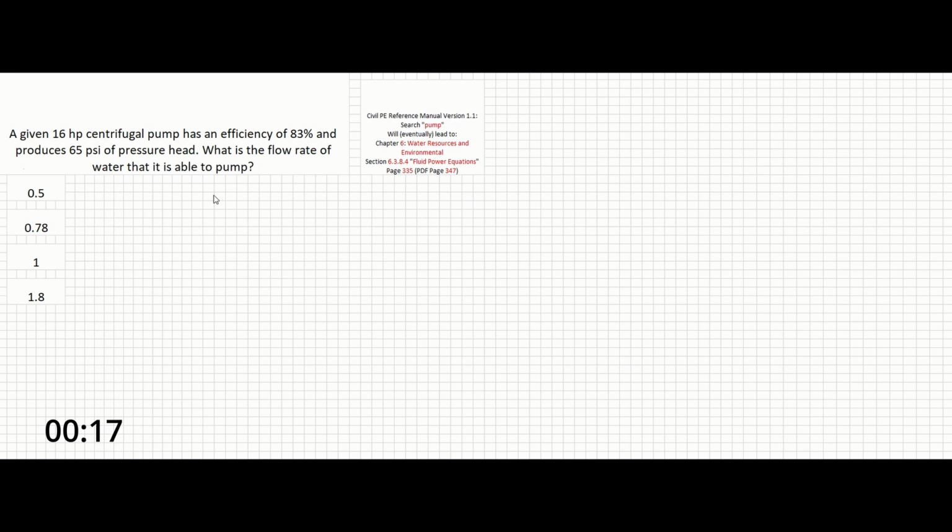So let's start by looking in the manual for something with the word pump in it. You could also search by terms like centrifugal or pump efficiency, which might get you there faster. No matter what, you should end up in the pumps section on page 335 of the manual.